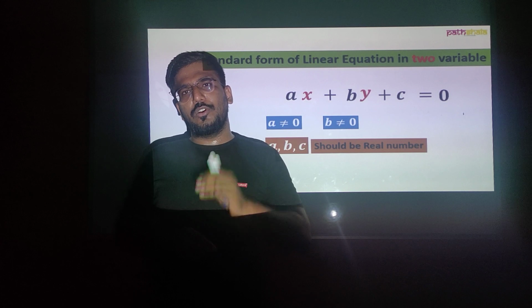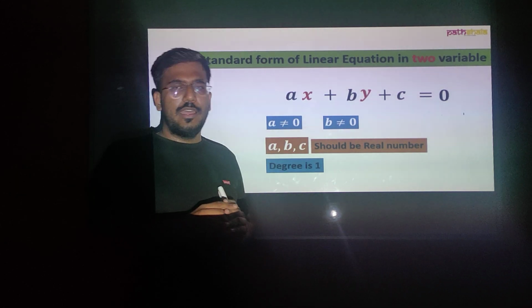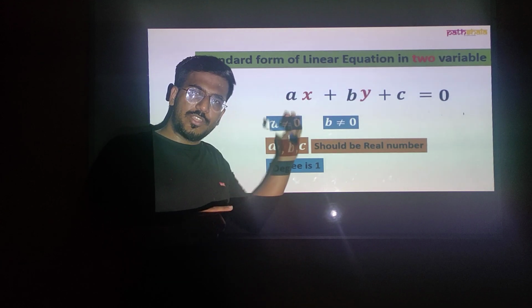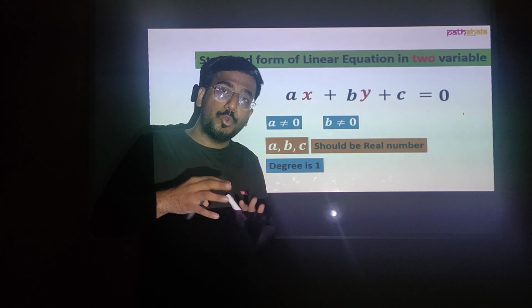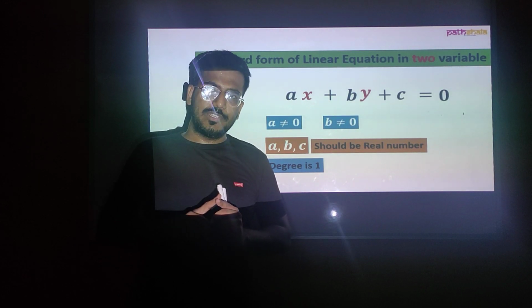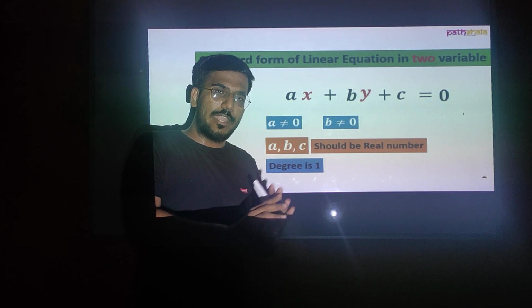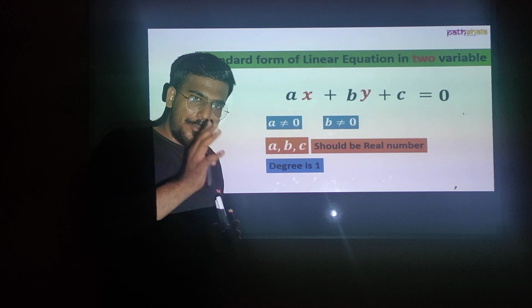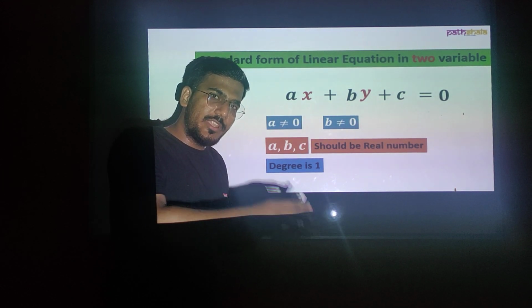In fact, we know this already because we have just learned that the degree should be 1. The degree should be 1. So these are the three conditions for any equation to become a linear equation. The first condition is, I repeat once again, a should not be 0 and b should not be 0. The second condition is a, b and c should be real numbers.